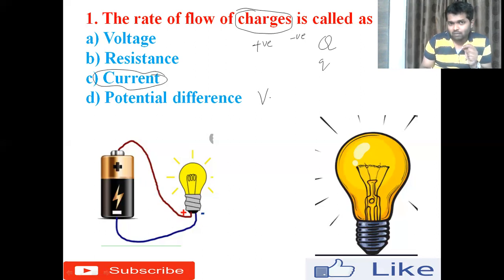Potential difference can be represented as V. V equals W divided by Q. W stands for work done, Q is the charge. What is potential difference? Potential difference can be defined as the work done in carrying a unit charge from infinity to that point. So now the right answer for this question is current. The rate of flow of charges is called current.